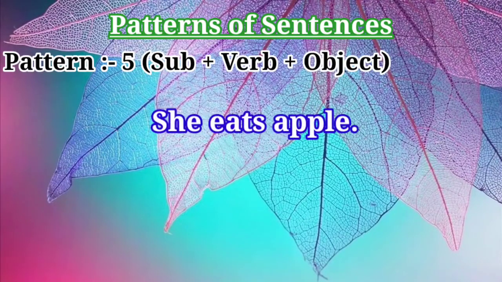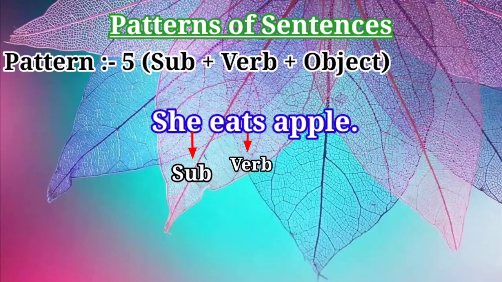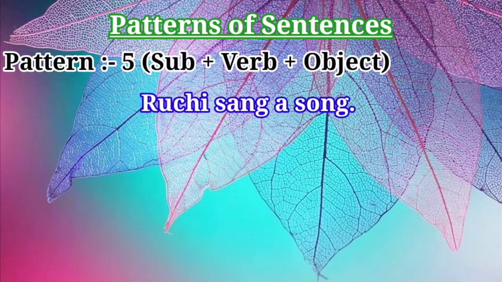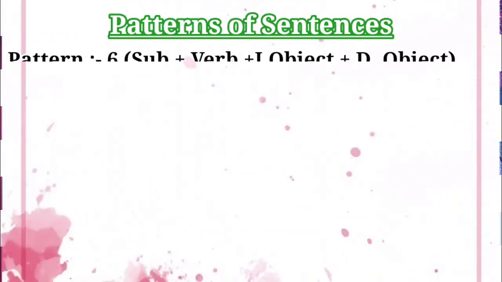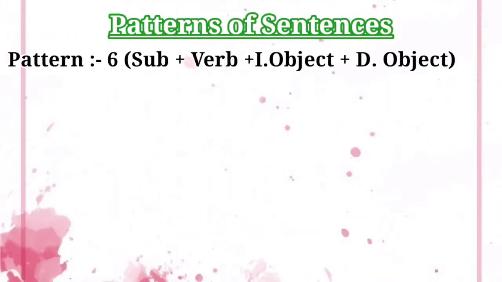She eats apple. Here she is subject, eats is the verb, and after the action word or verb is the object. Another example, Ruchi sang a song. As you know, Ruchi is the subject, sang is the verb, and a song is the object. Clear, children? Okay.